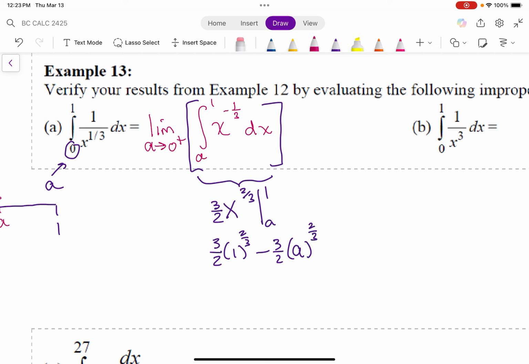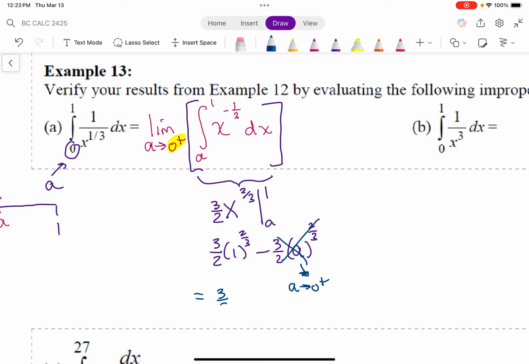Now don't forget it's a limit. So what happens as a approaches 0? We're going to move a towards 0 from the right-hand side. Well, 0 to the 2/3 is 0. You can just substitute 0 in here. You're not dividing by 0, you're just evaluating. 0 to the 2/3 is 0. So this term vanishes, and we get 3/2 times 1 to the 2/3, which is 3/2. So we say this converges to 3/2.